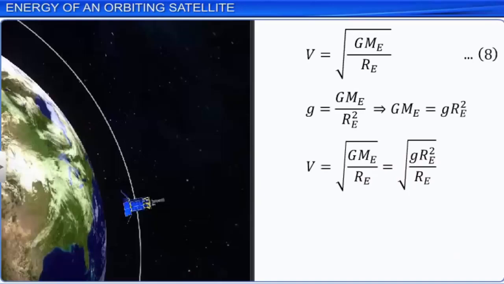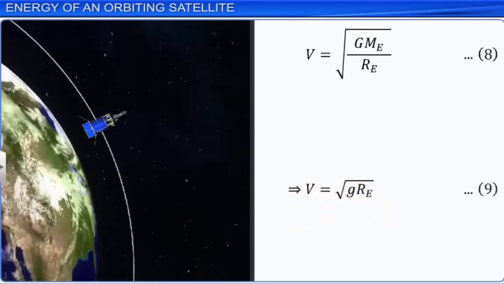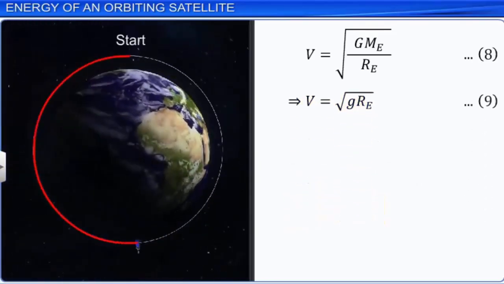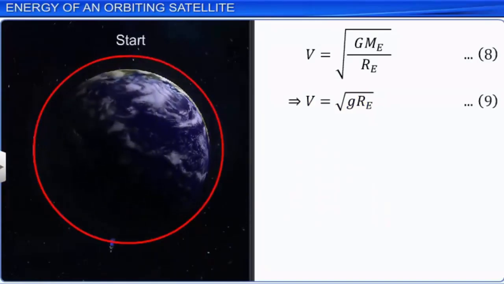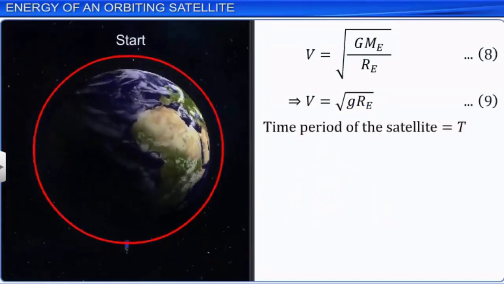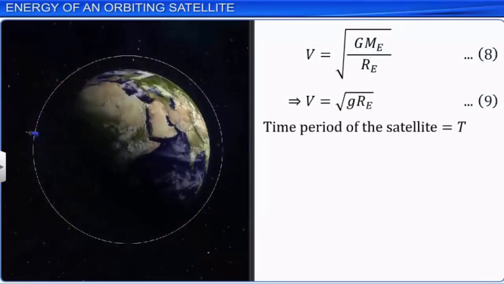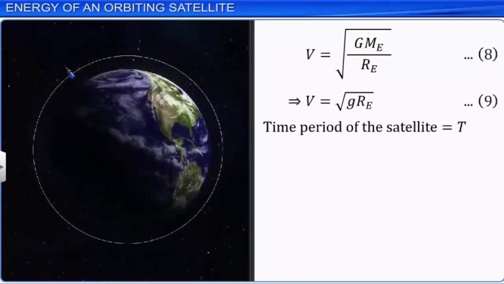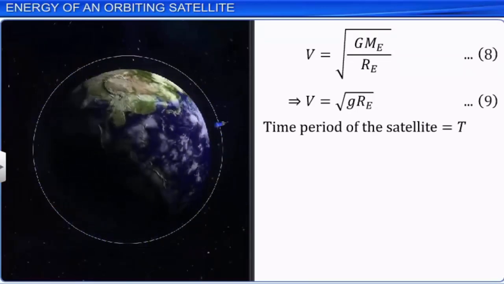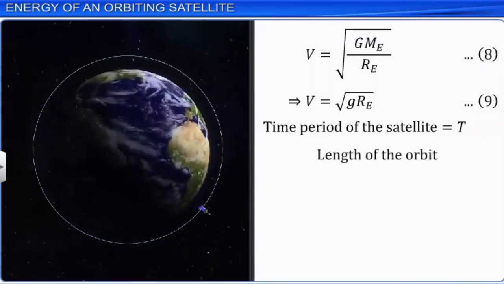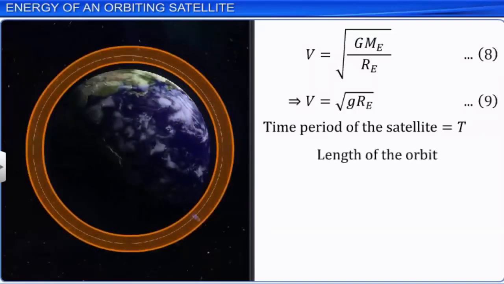The speed of the orbiting satellite can also be obtained using the relation between the time taken by the orbiting satellite in its orbit, T, also known as the period of the satellite, and the length of the orbit. As the orbit is circular, the length of the orbit is the circumference of the circle, 2 pi RE. Thus, the speed of the satellite in its orbit is given by the expression v is equal to 2 pi RE divided by T.